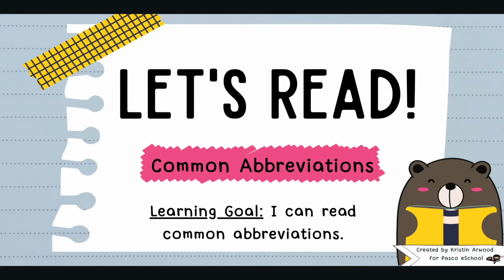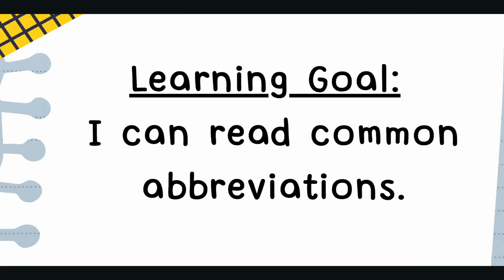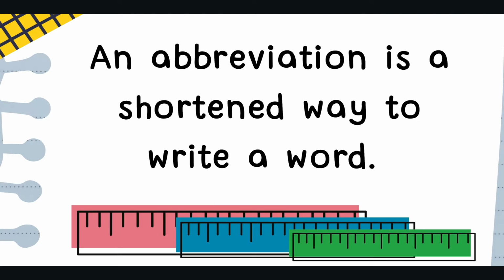And you know what is the wildest thing, is that a shortcut kind of has to do with our learning goal for today. Our learning goal for today says, I can read common abbreviations. Well, what's an abbreviation? An abbreviation is a shortened way to write a word, or a word shortcut. Okay, so today we're going to look at words. We're going to try to make them smaller, a little bit faster to use. And we're going to be practicing those in some sentences.